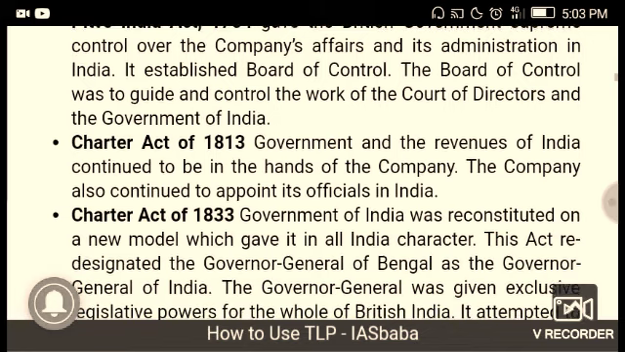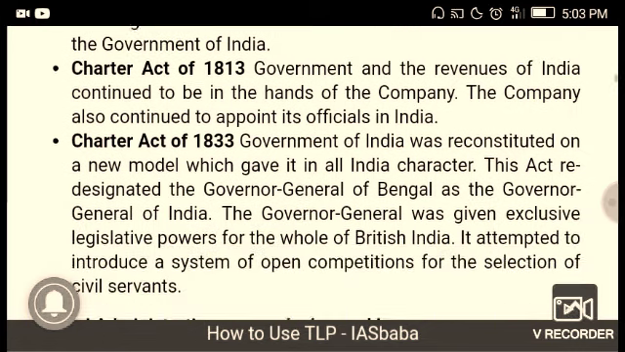The Board of Control was to guide and control the work of the Court of Directors and the Government of India. Charter Act of 1813: the government and the revenues of India continued to be in the hands of the company. The company also continued to appoint its officials in India.